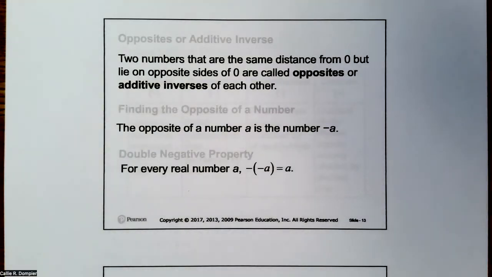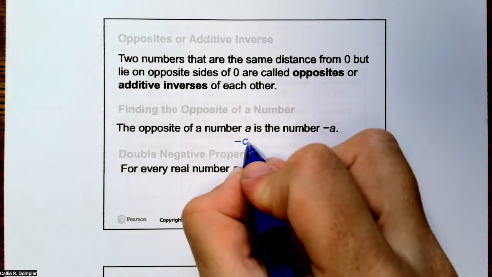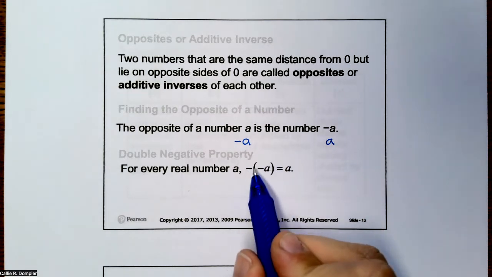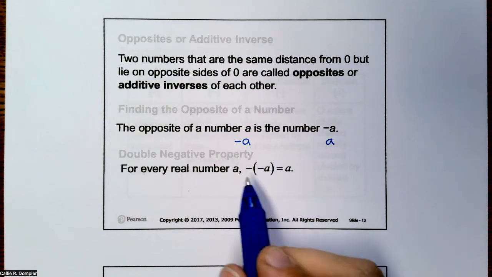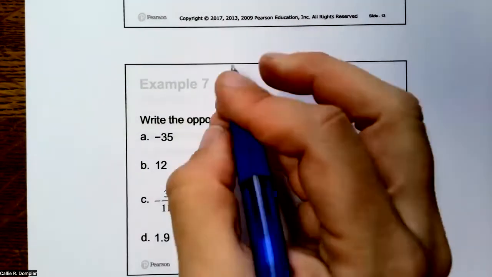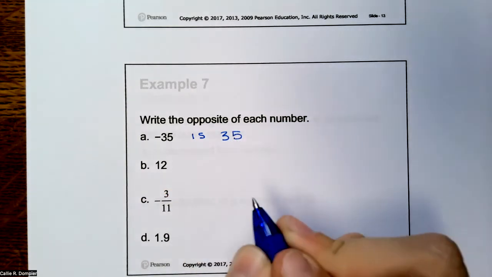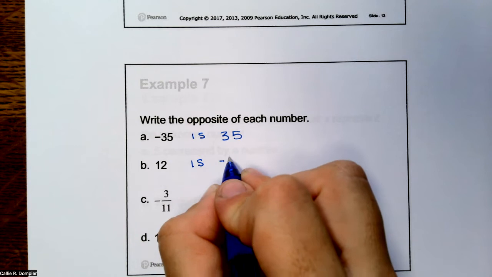Good. The opposite of a number A is the number negative A. The opposite of a number negative A is the number A. For every real number A, taking away a negative of A equals A, right? Because two negatives make a positive. So what is the opposite of negative 35? It is positive 35. What is the opposite of 12, or the additive inverse of 12? It is negative 12.